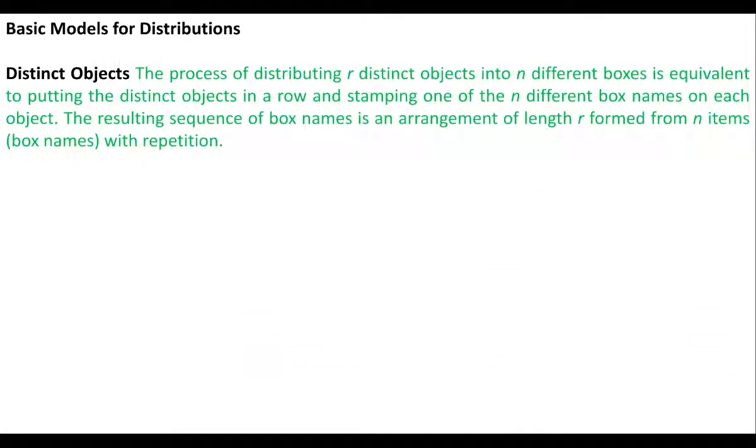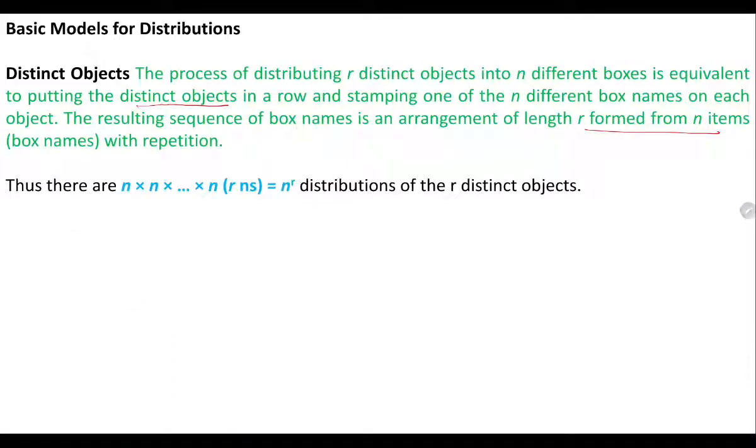So if we see the distribution problem, then the problem of distributing r distinct objects into n distinct boxes is equivalent to putting distinct objects in a row and stamping one of the n different box names on each object. Then it is a problem of arrangement of length r out of n items with repetition, and that's why it is equivalent to n raised to the power r.